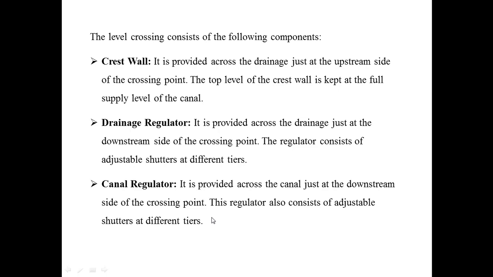The crest wall is provided across the drainage just at the upstream side of the crossing point, and the top level of this crest wall is kept at the full supply level of the canal. The drainage regulator is provided across the drainage just at the downstream side of the crossing point. The regulator consists of adjustable shutters at different times. The canal regulator is provided across the canal just at the downstream side of the crossing point. This regulator also consists of adjustable shutters at different times.